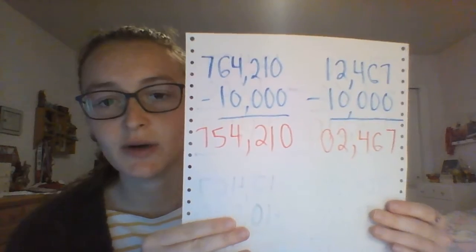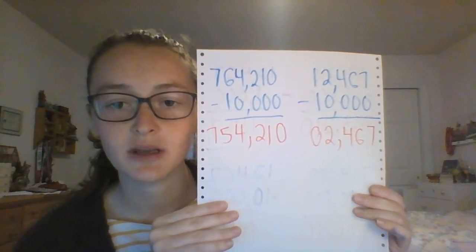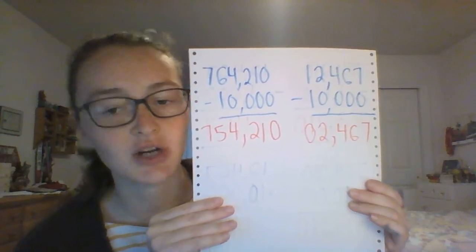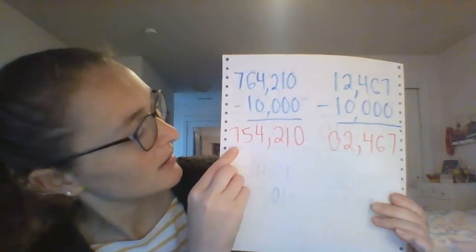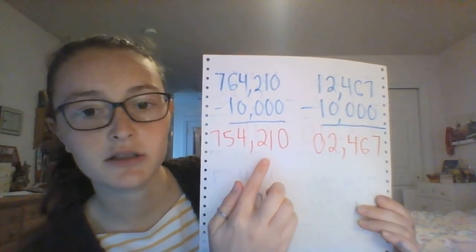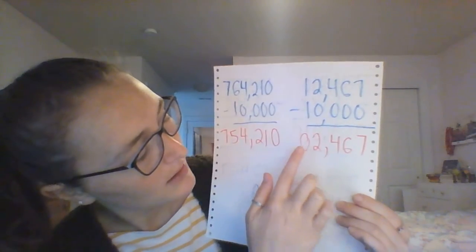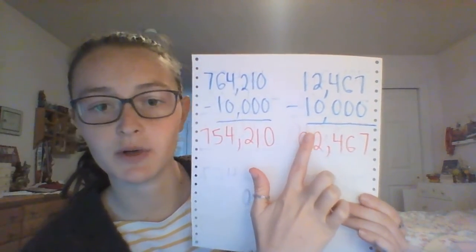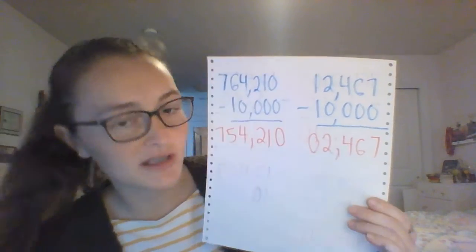Okay, our last two answers. These are called our differences. A difference is the answer to a subtraction problem. So on the left, we have 754,210. And on the right, there's a 0 out front, which we don't need to say, 2,467.